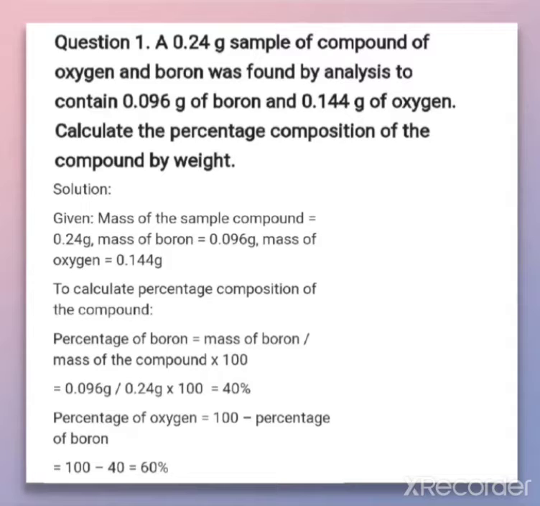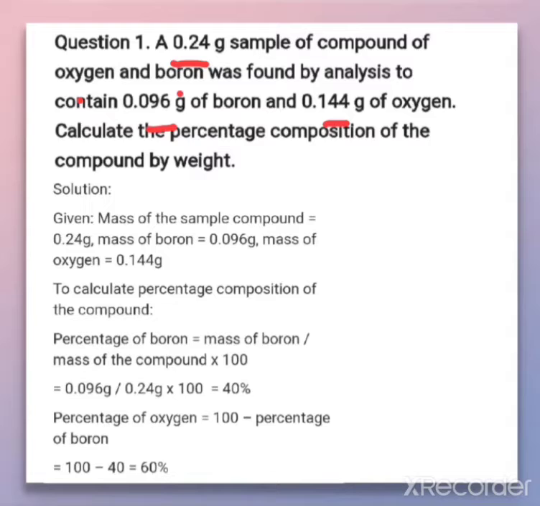Here a sample of the compound is given, the mass of the sample is 0.24 gram, and the compound is made up of oxygen and boron, and the masses of oxygen and boron are given to us. We have to find out the percentage of it. So how do we find out the percentage?